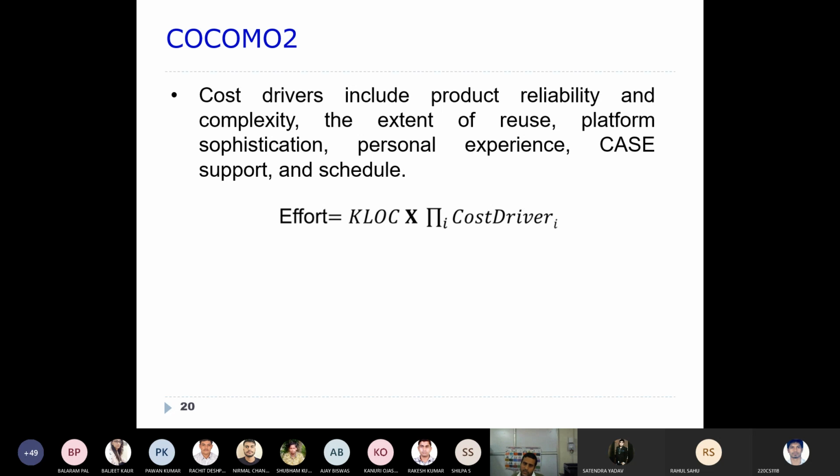So now you have used 7 cost drivers, and their values will be multiplied with the KLOC, whatever kilo lines of code you have, to calculate your effort. That is what is multiplied into this. So this is the way that you will be calculating the effort in the early design.